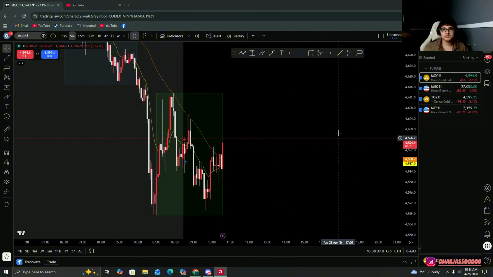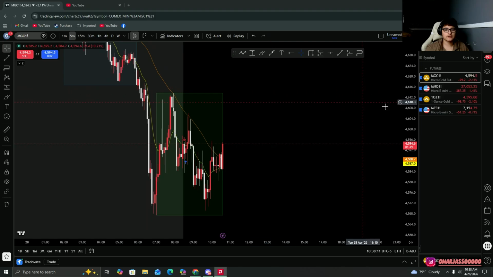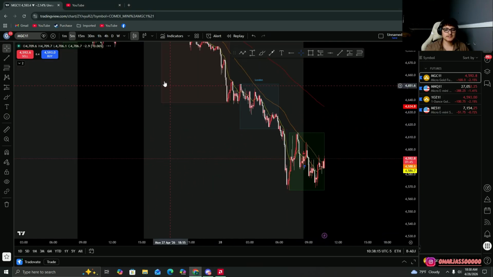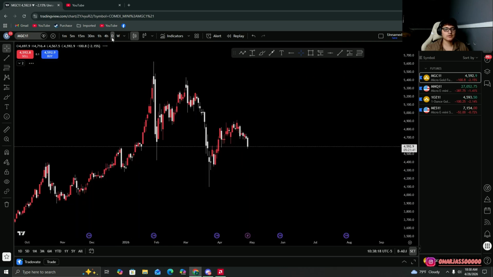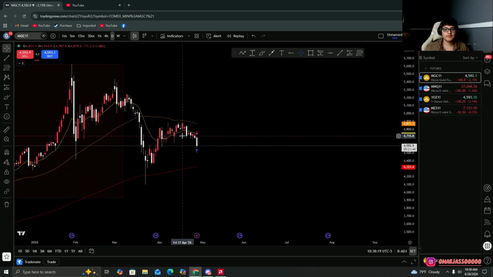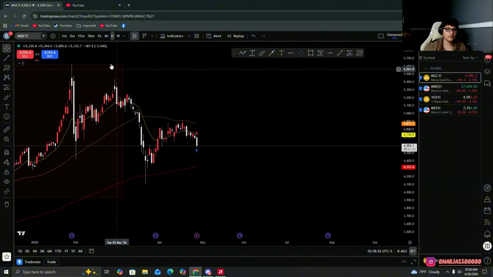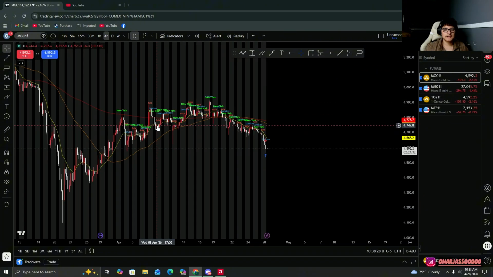All right, so first things first, we're going to start off with gold. As you guys can see, gold has been bearish throughout these past days. We have been bearish ever since Tuesday the 21st. We are in the 28th of April. So yeah, let's go ahead and keep going.